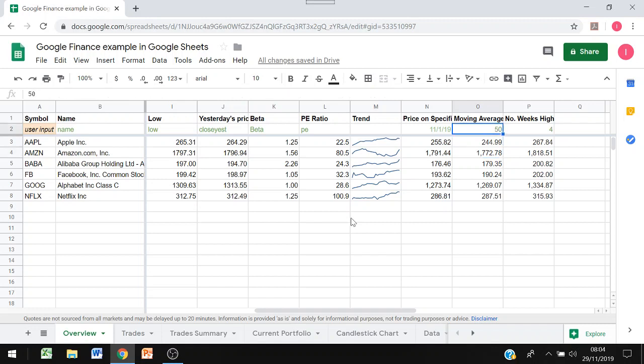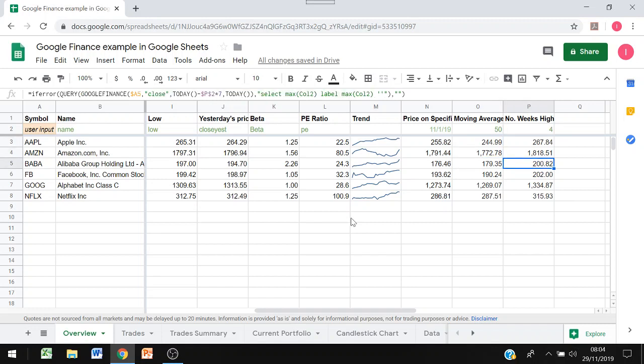Moving average on a 50 day here, so it's pulling in the average of the open, high, low, close, and then it's column 3, which is actually going to be the closing price. So yeah, a 50 day average of all the closing prices.